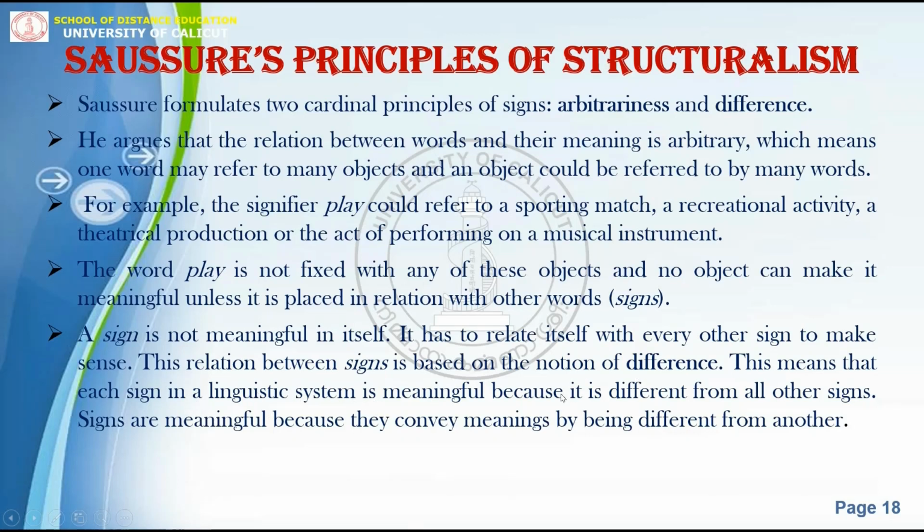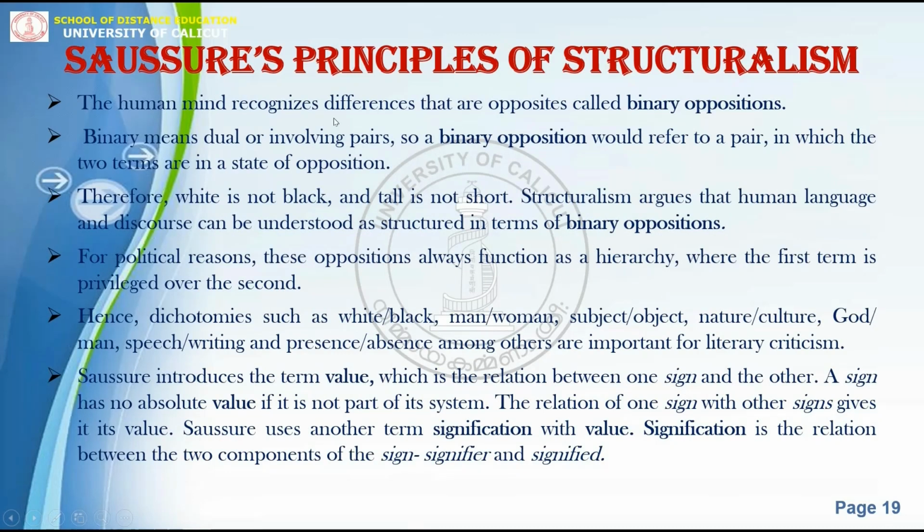This means that each sign in a linguistic system is meaningful because it is different from other signs. Signs convey meaning by being different from one another. Now, the human mind recognizes differences that are opposite, and they are known as binary opposition. So, you know that pen is different from chair. Both the images which come in our mind are different, and also sit or stand. So, the human mind can easily recognize differences that are opposite, and that is known as binary opposition.